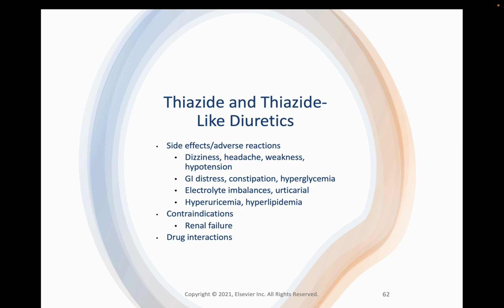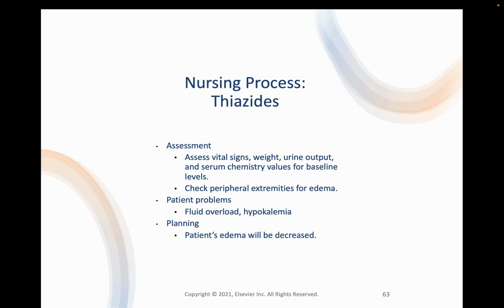So a lot of our side effects, again, we talked about these in our antihypertensive pharmacology portion. So these side effects include dizziness, headache, weakness, GI distress, constipation, and electrolyte imbalances, because we are shoving out sodium and shoving out potassium. And then again, we talked about contraindications, renal failure. If their kidneys don't work, this drug does not work effectively. And then drug interactions. Let's talk about our nursing process.